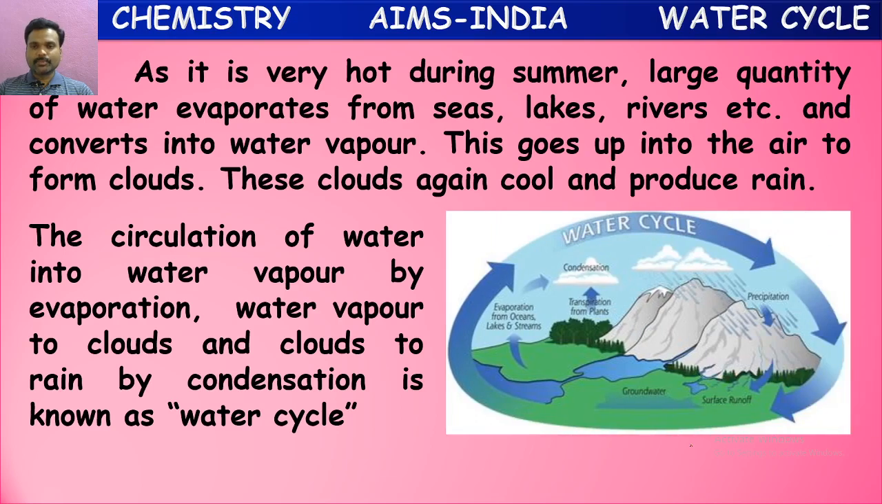See here, it is shown pictorially. First, water from the water body is evaporated and converts into clouds. These clouds undergo condensation, causing rains. This formation of rains by heavy condensation is called precipitation.